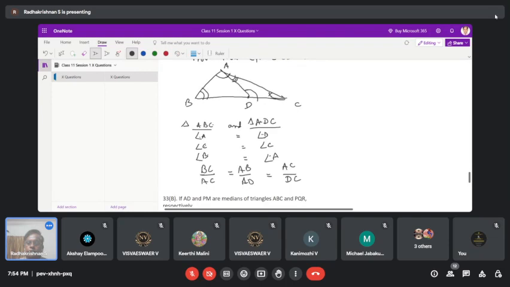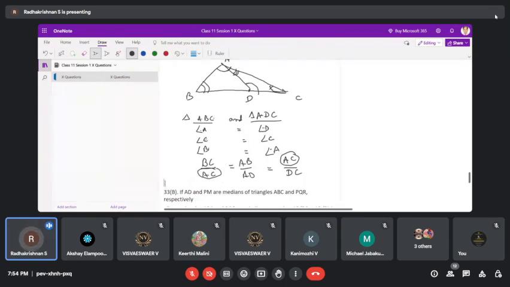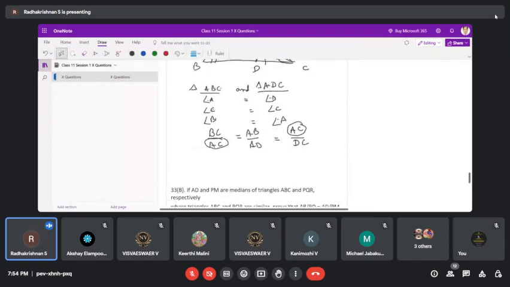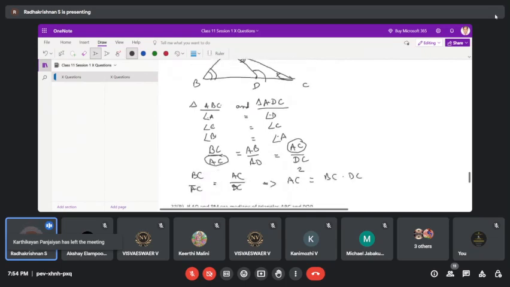They are asking to prove CA square equals CB into CD. So you have to take the particular equation BC by AC equals AC by DC. This immediately proves that AC square equals BC into DC. So this is what they are asking you to prove. Clear?